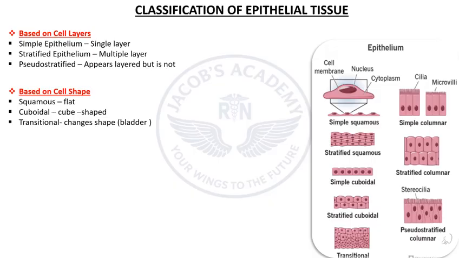And the last one is transitional epithelium. It is unique because it is specially designed to stretch and expand. Unlike other epithelial types, the cells of transitional epithelium can change their shape depending on how much the organ is filled. For example, when the organ is empty, the cells are rounded or dome shaped. And when the organ is full or stretched, the cells become flat. This ability to change shape is what gives it the name transitional.